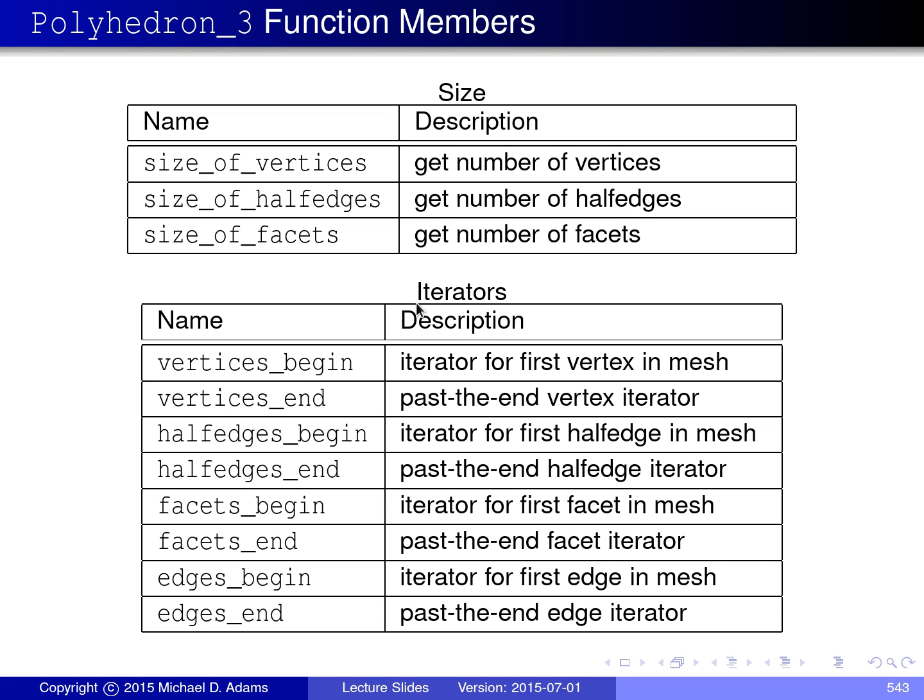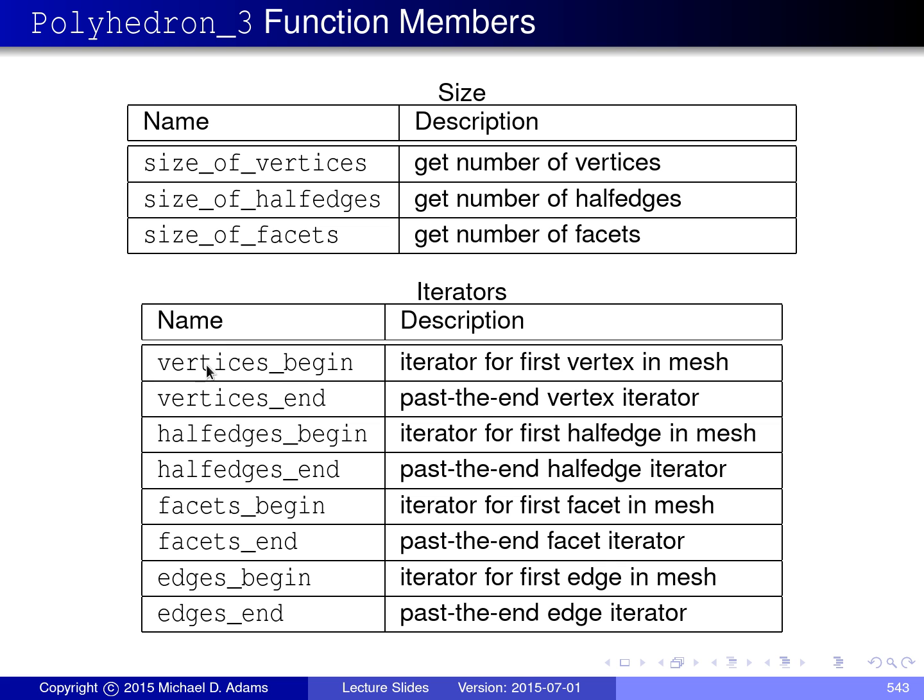There are also a number of functions that relate to iterators. We have the common pattern that you have with a lot of the container classes in the standard library. There's a begin function that returns the iterator for the first thing, and then an end function which returns the corresponding past-the-end iterator for that same kind of thing. But in the case of the Polyhedron_3 class, essentially what we have is a container with multiple types of things in it. We have a container that has a bunch of vertices, a bunch of half-edges, a bunch of facets, and a bunch of edges. So we have a begin and end for each one of these things.